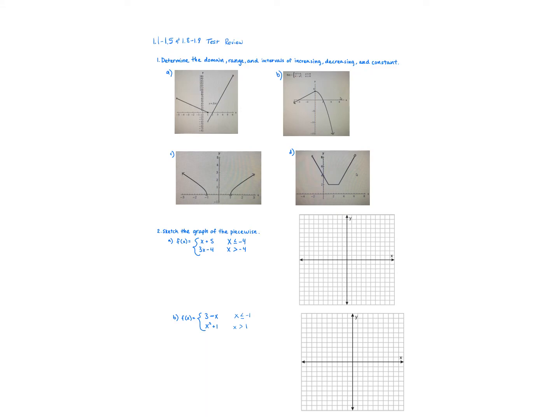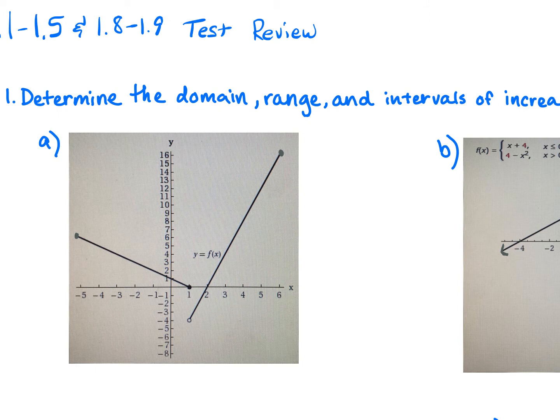So let's take a look at 1A. We want to find the domain, range, and intervals of increasing and decreasing. So what would our domain be here? What's our smallest x value? -5. Do I put a bracket or parentheses? Bracket.